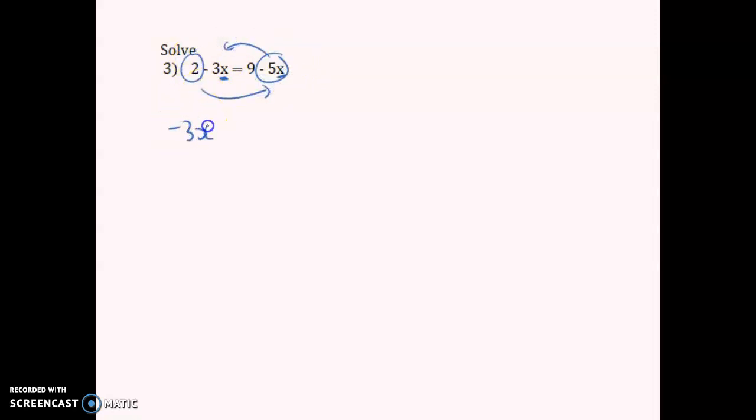So I'll get minus 3x plus 5x, because the minus 5x comes across here and becomes a positive. The 9 stays there, so it remains as a positive. This positive 2 becomes minus 2. So now this means I have 5 and I owe 3. So I have 2x in all. And 9 minus 2 is simply I have 9 and I owe 2, which means 7. So x is 7 divided by 2, 3.5. So that is the solution to my third question.